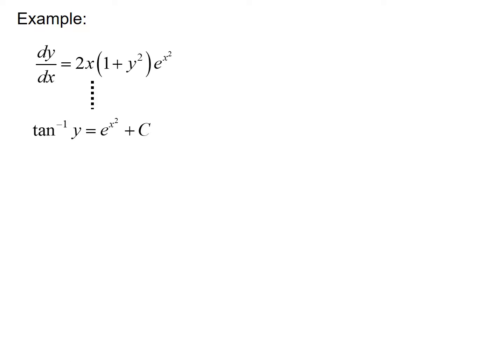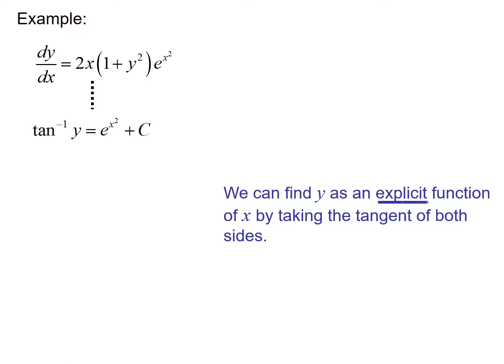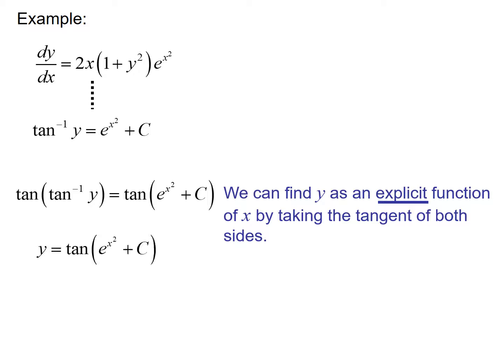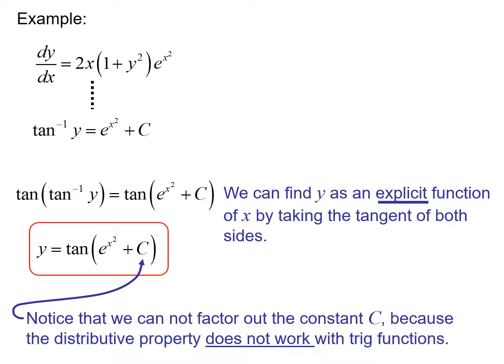Okay, we can still get y by itself if we take the tangent of both sides. The tangent of inverse tangent just gives us y. So y equals the tangent of e to the power of x squared plus c. And notice, really important here, that c is inside the tangent function. We can't try to somehow move that to the outside because the distributive property does not work with trig functions. If it's inside that tangent, it's inside that tangent.